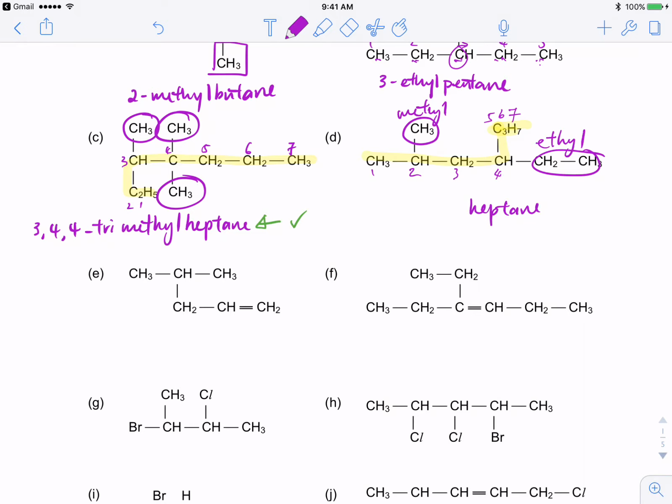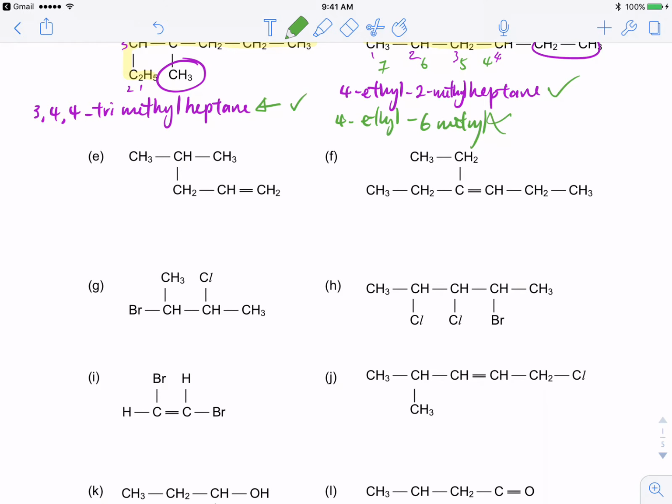So which one should I write first? I should write the ethyl group first. Why? Because of alphabetical order. So 4-ethyl-2-methylheptane. Or, if I number it in the opposite direction, 1, 2, 3, 4, 5, 6, 7, then it will be 4-ethyl-6-methyl. Immediately you see that this is bigger, so this is wrong. So this is correct.